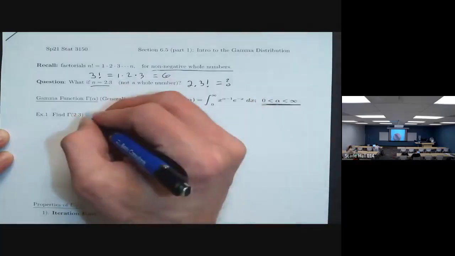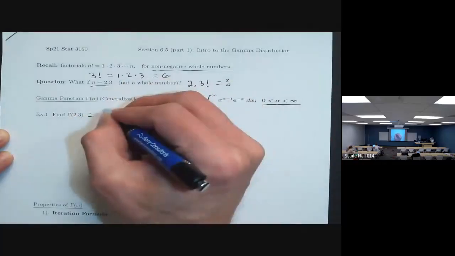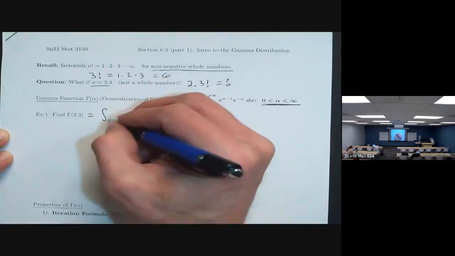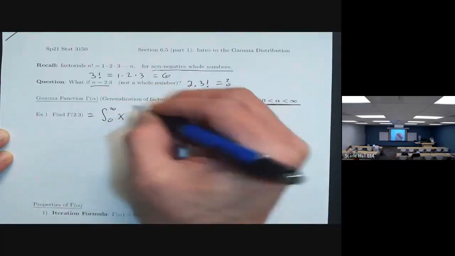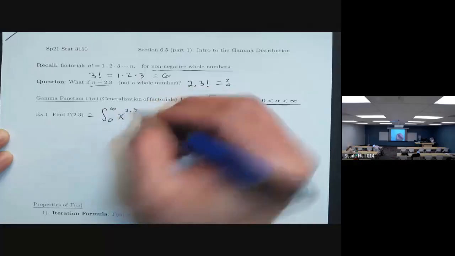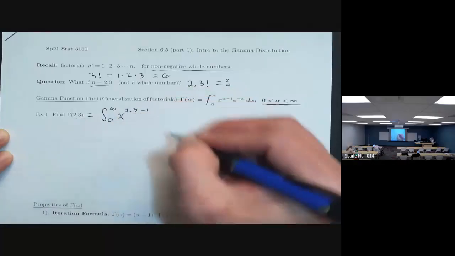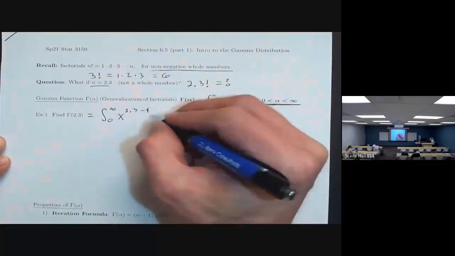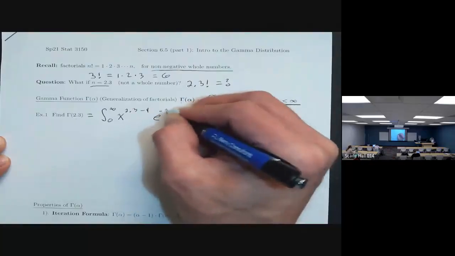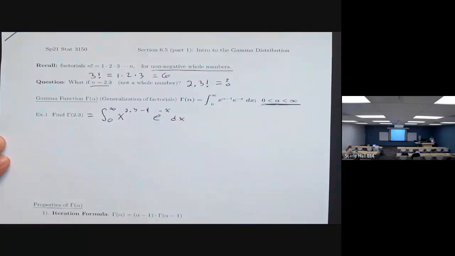What is 2.3 factorial? According to this up here, it'd be the integral from 0 to infinity of x to the alpha minus 1, so x to the 2.3, there's the alpha, minus 1. I'm going to leave it like that. I know you can subtract that in your head, but I'm going to leave it written like that just to accentuate what we're doing. Times e to the negative x dx.